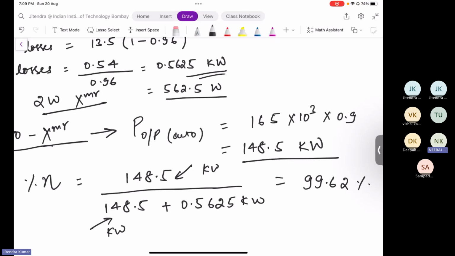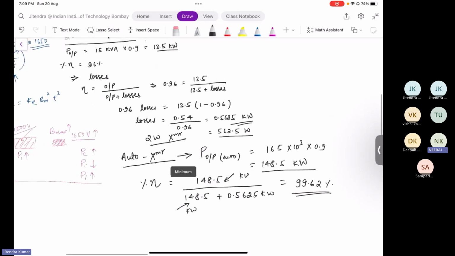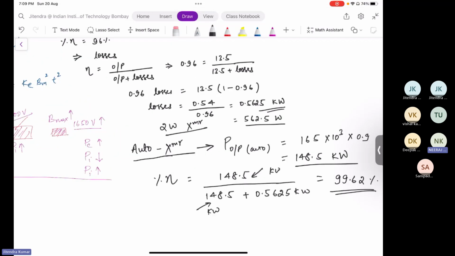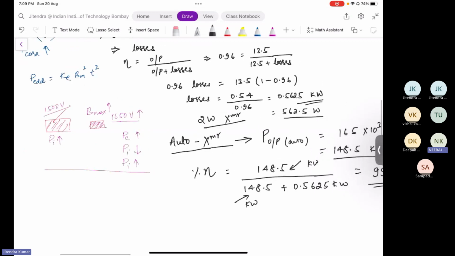99.62%. Okay. So you can see the difference between two equipments. When we used the same losses in two winding transformer, it came out to be 96% of efficiency. When we replaced it with auto transformer, we got efficiency as high as 99.62%. So efficiency is very much high compared to two winding transformer. So that one advantage you can visualize from numericals also. When you are solving such numericals, you should also be aware of why it is happening.